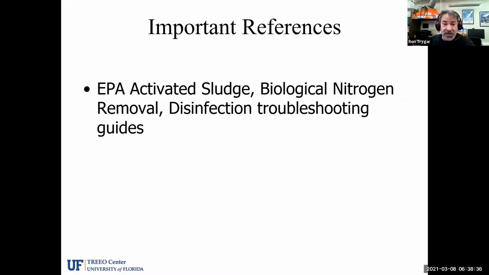You can get them from the EPA website if you just go to epa.gov, and in a search window, just type in EPA manuals of operation, and you'll find a whole bunch of EPA documents that are free, and you can download those yourself as PDF files. So there's activated sludge, biological nitrogen removal, disinfection, troubleshooting guides that we're going to be talking about in this session, and those come from the EPA, and I'll be sharing those with you.